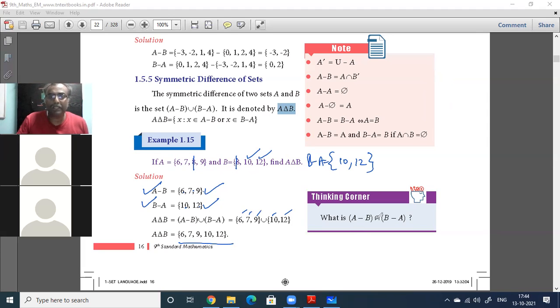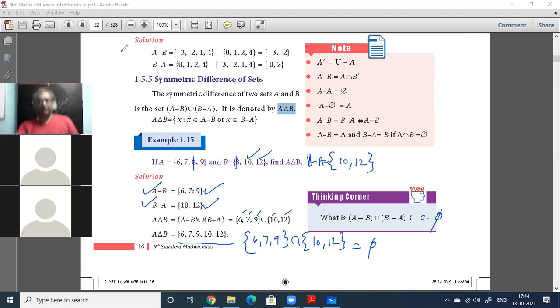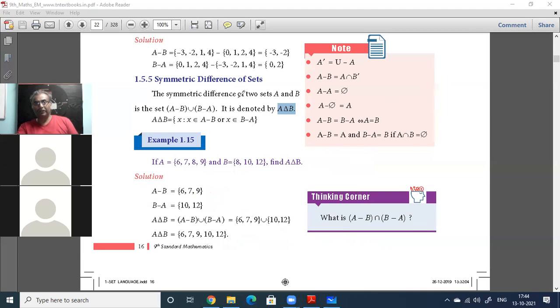What is A minus B intersection B minus A? Now you see this one, 6, 7, 9, intersection 10, 12. Is anything common? Is anything found in both this one and this one? Nothing is found. So this will be equal to null set. Anyway, let us not deal with the thinking corner, it becomes very complicated.